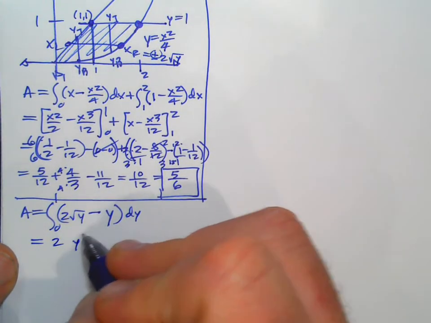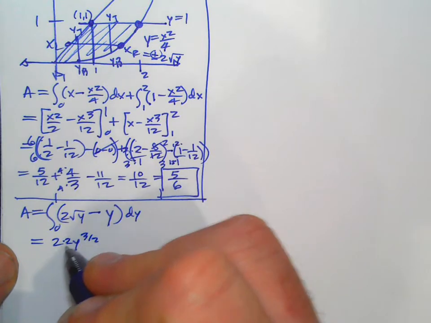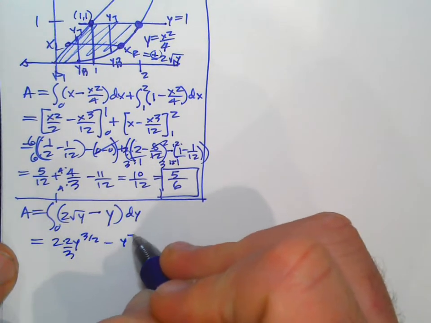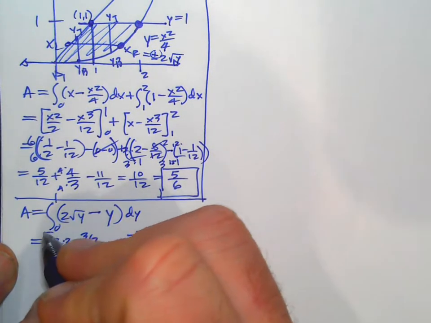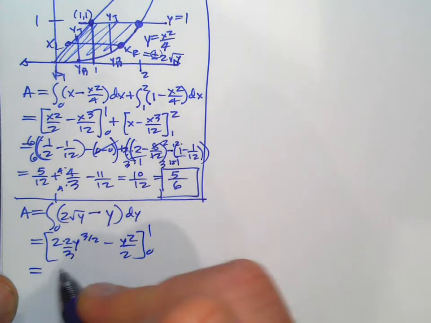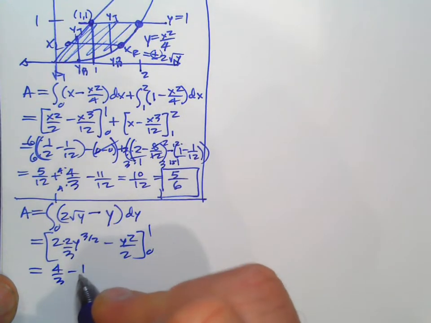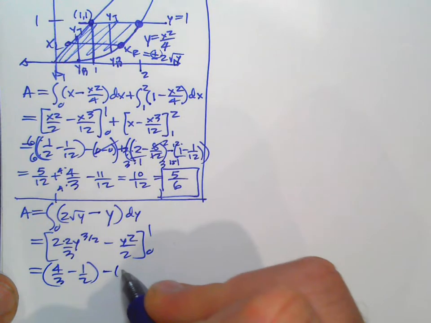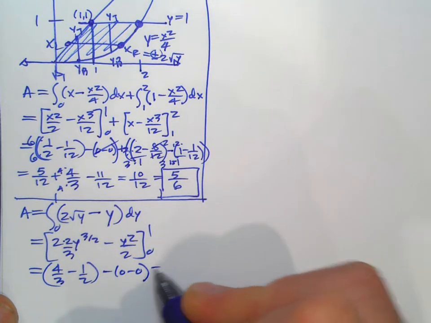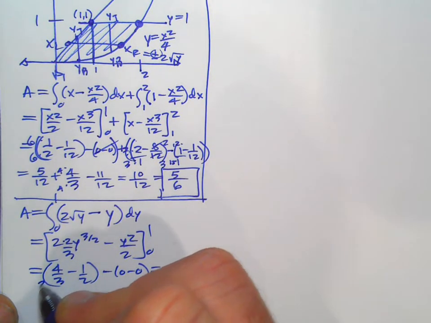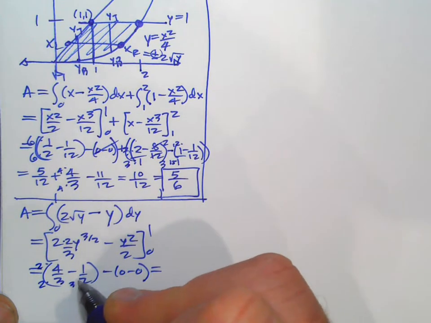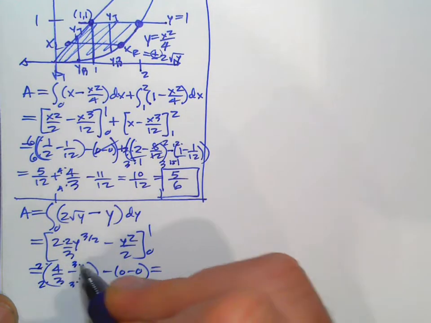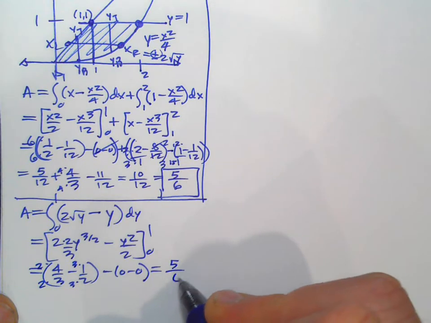So it's going to be x to the 3/2 divided by the new exponent, minus x squared over 2, from 0 to 1. So it's going to be 4/3 minus 1/2 minus 0 minus 0. The least common denominator would be 6. So you're going to get 8 minus 3, which is 5/6.